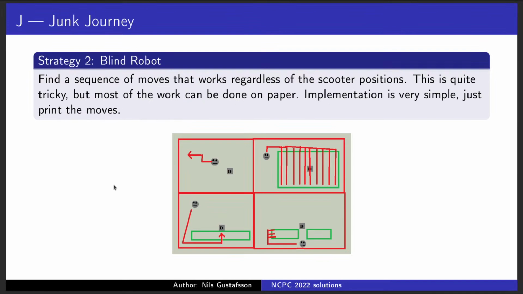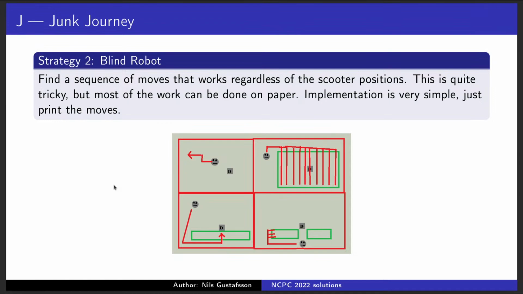Next strategy. So the next strategy is that you don't even need to know where the scooters are. You can just find a sequence of moves that works regardless of where the scooters are. And you can just print the number of moves, or like the sequence of moves. So here I have a beautiful visualization of one possible way of doing this.